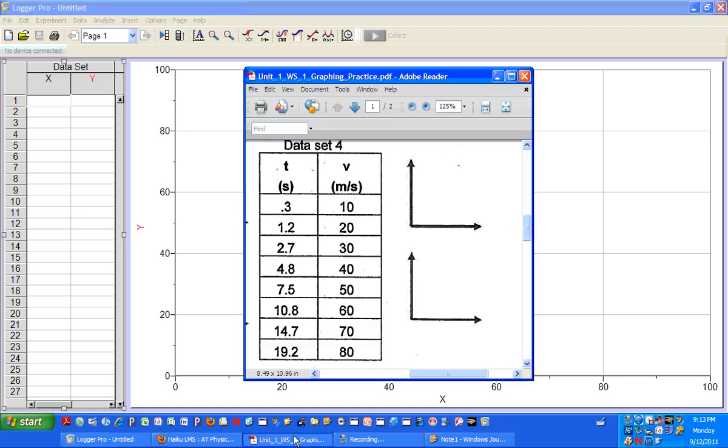We're looking at this set of data. What I want to do is input this data, so I'm going to rename my column headings. This is my X over here, and this is my Y. So I'm going to rename my two X and Y columns here to match my data set.